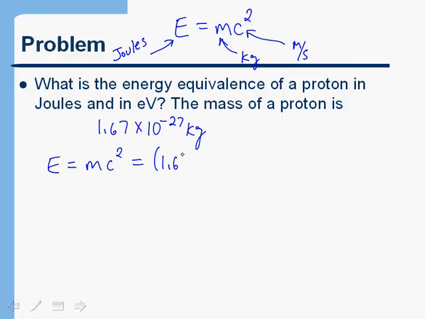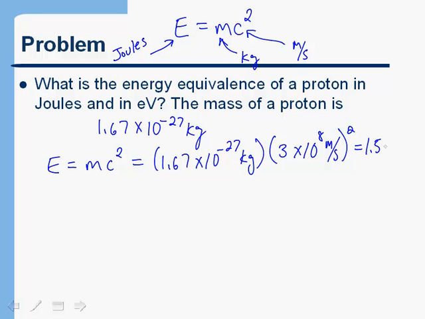So 1.67 times 10 to the negative 27th kilograms times the speed of light, 3 times 10 to the 8th meters per second, squared. And if you do that math, you'll get 1.5 times 10 to the negative 10th joules. So that doesn't sound like a lot of energy, but a proton is a very small amount of mass. So just a little bit of mass is equivalent to a lot of energy.